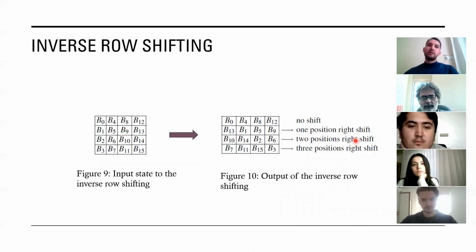And row shifting: if you remember, in the encryption we did a left shift, but in this layer we will do a right shift. We will do the opposite of what we have done in the encryption.